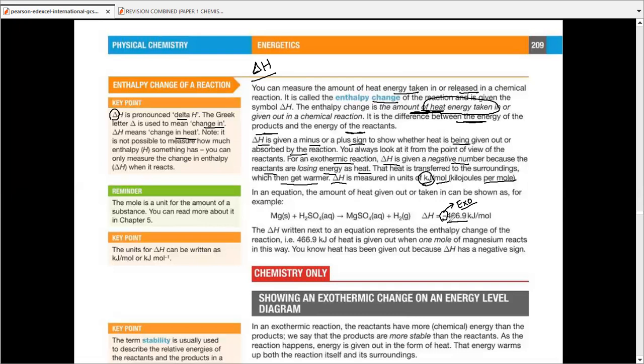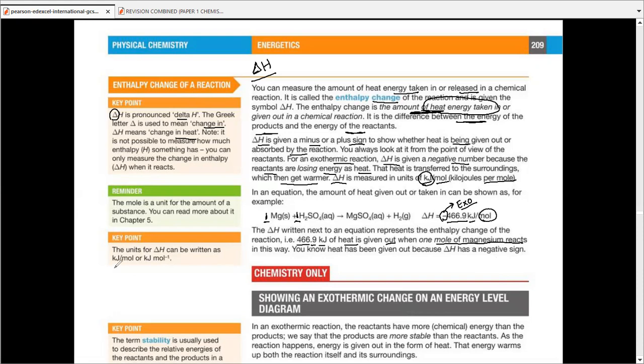Next to it are specific numbers and kilojoules, which means 466.9 kilojoules is the amount of heat energy which is given out. And this per mole means that 1 mole of magnesium reacts with it. Since the equation tells us that 1 mole of magnesium reacts with 1 mole of sulfuric acid, those are the amounts that we are going to consider for this specific reaction, since it's a balanced chemical equation. So 1 mole of these substances, when they react, they produce this much amount of heat energy, which is given out for this specific reaction. Make sense?